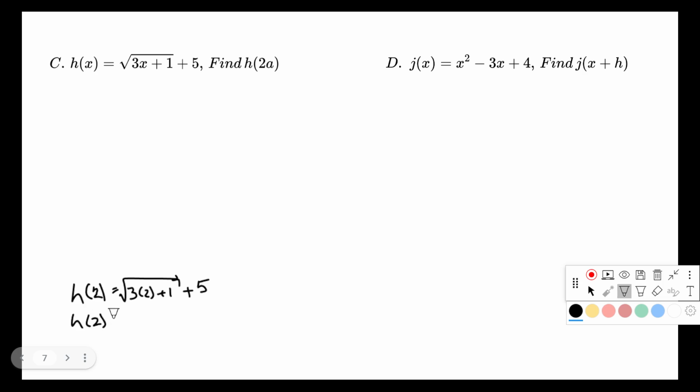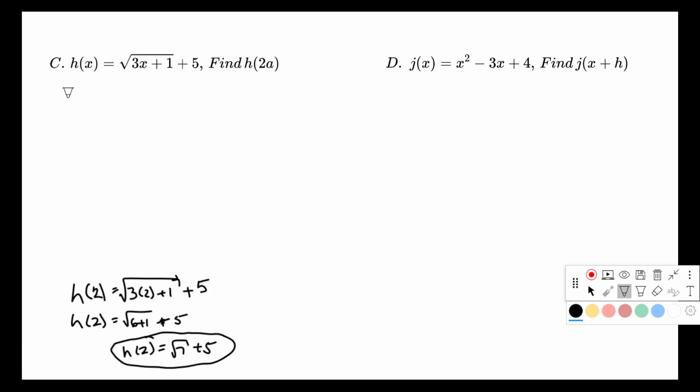So h of 2 is going to be the square root of 6 plus 1 plus 5. H of 2 is going to be the square root of 7 plus 5. I can't add these. They're not like, right? I can only add radicals that are like. So this would be my answer. H of 2 is radical 7 plus 5. That's the correct answer. Okay?